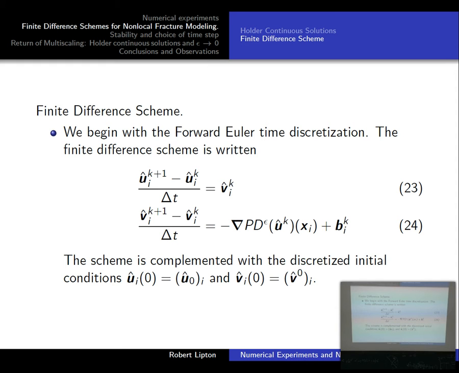So it's a little different than differential operators. We're already looking at L2 piecewise step functions, and we want to understand how they approximate the actual solution. So the scheme then is complemented with the initial conditions. They're discretized as well. And here I've written them as fields in L2.